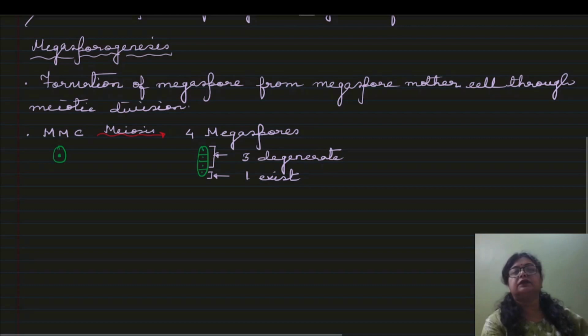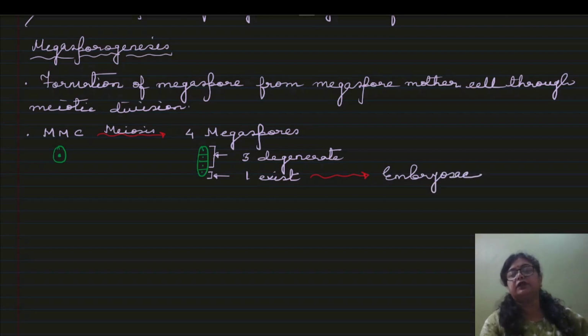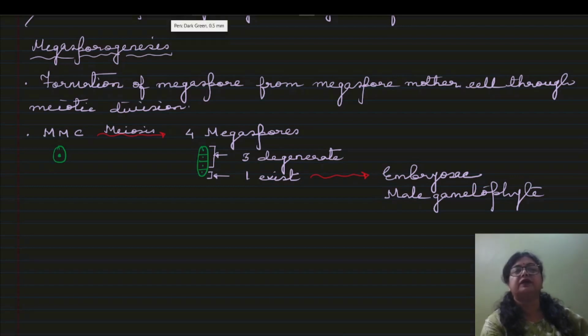And this one ultimately gives rise to the embryo sac, which is called the female gametophyte. Okay. So again, to recall the previous diagram, let me make the concept clear.